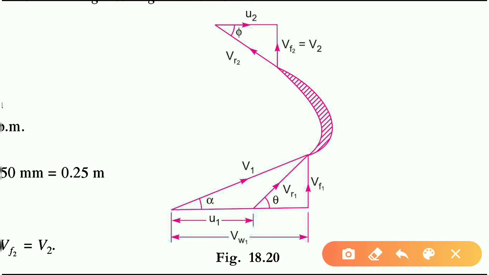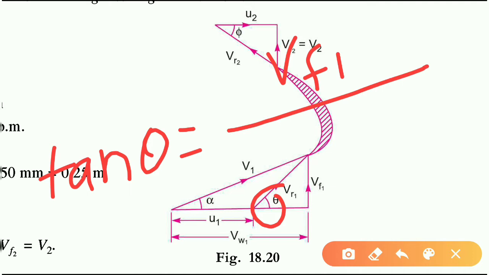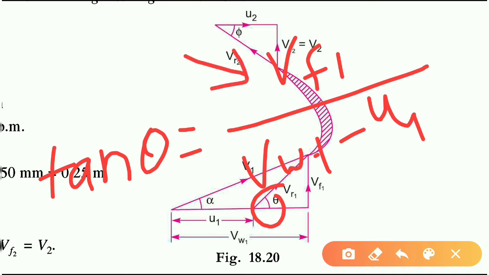So by trigonometry we can easily say tan theta is equal to Vf1 divided by Vw1 minus u1. So we need to know these values: what is Vf1, what is Vw1, what is u1. If we know all these values, we can easily calculate theta.